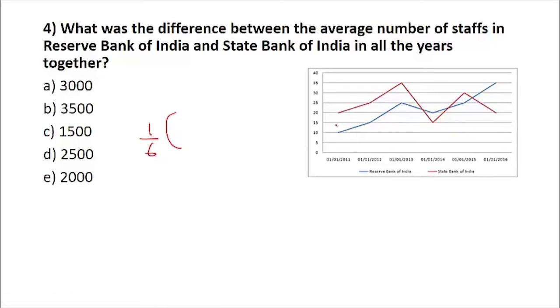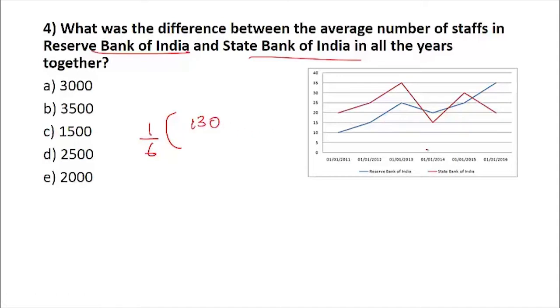Okay, so if you see what they are asking, the difference between the number of staff in Reserve Bank of India and State Bank of India. So Reserve Bank of India, let us calculate. 10 plus 15 is 25, 25 plus 25 is 50, 50 plus 20 is 70, 70 plus 25 would be 95, 95 plus 5 would be 100, 130. Okay, so we have 130 here.